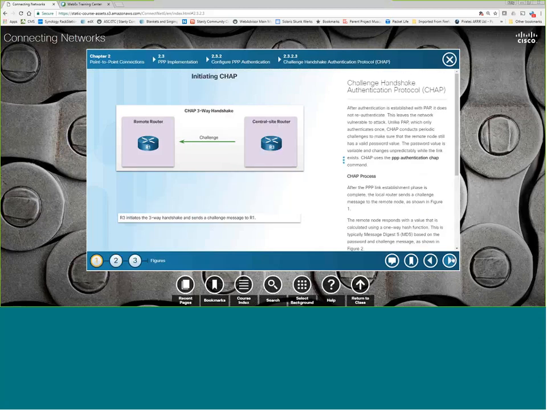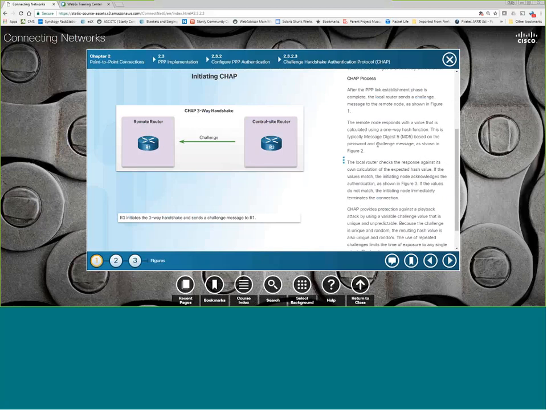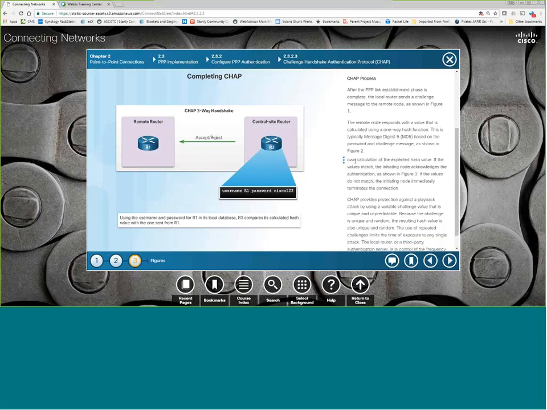In CHAP, the central router challenges the remote router when it comes up. The remote router responds by sending its CHAP username and a hash value based on its CHAP password, and we'll talk about what that is. It can be the enable secret, or it can be an actual set password. Then the central router will look in its local database, take the configured password and hash it with MD5, and see if the two match: the hash sent from the remote router and the hash computed using the local user database's password. If they match, CHAP will come up and work. If they do not, it won't.